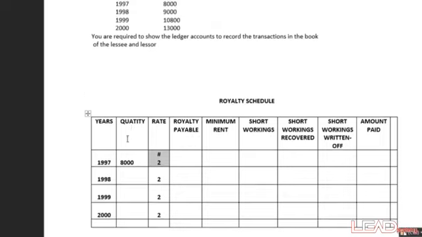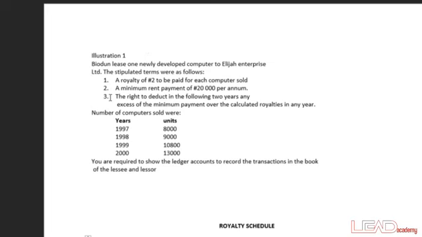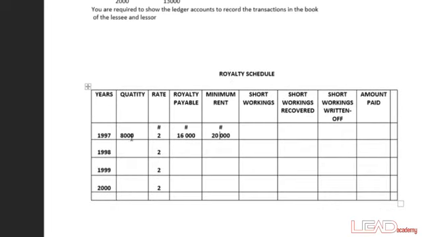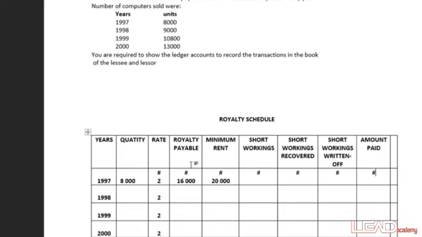So our royalty payable is the multiplication of our quantity, 8,000, by the rate, which is 2 naira. When you multiply, you have 16,000. Minimum rent, they said a minimum rent of 20,000 naira should be paid per annum. Short workings is when the royalty payable is not up to the minimum rent. Like 16,000 naira is less than the minimum rent, which is 20,000. So our short workings is going to be 4,000 naira. Why? When you subtract 16,000 naira from 20,000, you have 4,000.